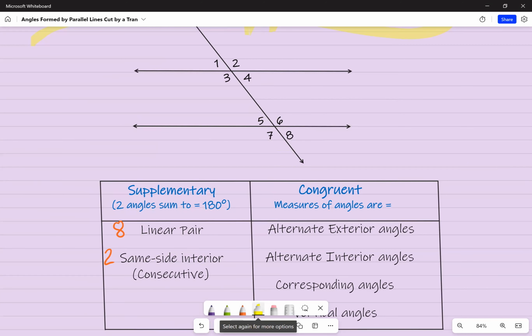Again, if I have different values or expressions shown, what I want to do is add those angles together and set them equal to 180. On this side, I have congruent angles, which means they're going to equal each other.